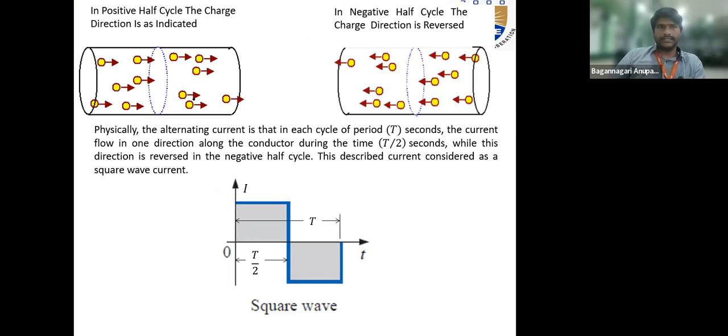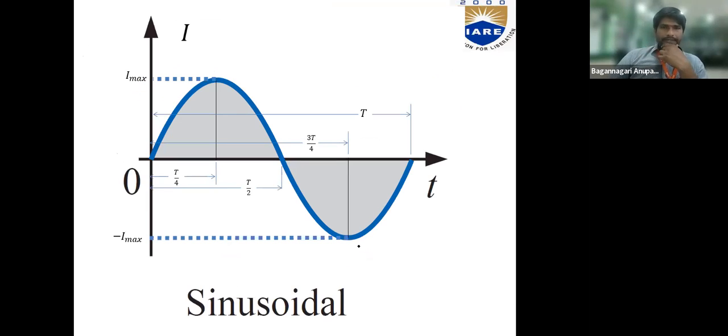In the positive half cycle, the charge direction is indicated from left to right, whereas in the next half it will be reversed. So if the time period for this alternating waveform, if this is a square wave, is T, for T by 2 you consider it a positive cycle, and during the positive half cycle the current electrons flow from left to right, as shown in this figure. And in the other half, which we call the negative cycle, the electrons will flow from right to left, reverse to this. As simple as that, right? So this is how we represent a sinusoidal waveform.